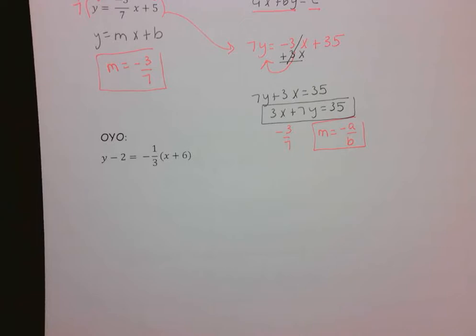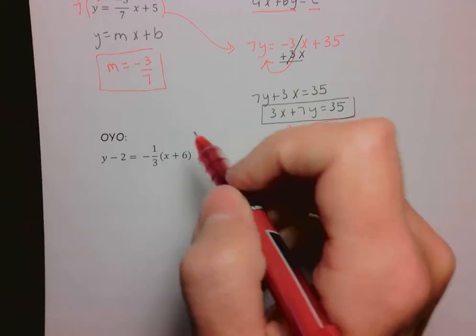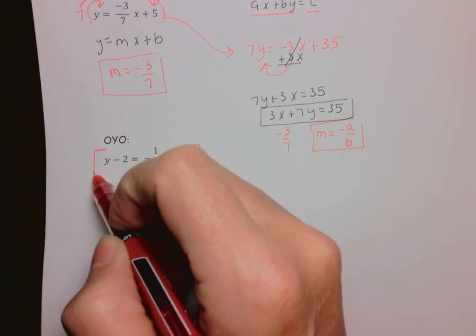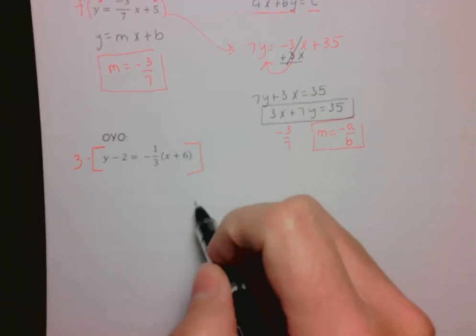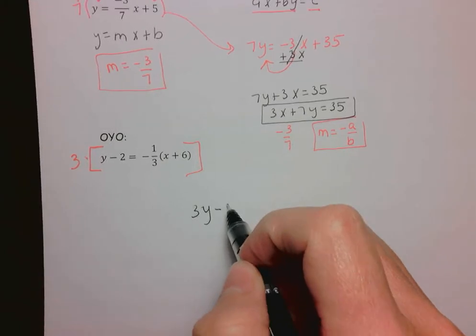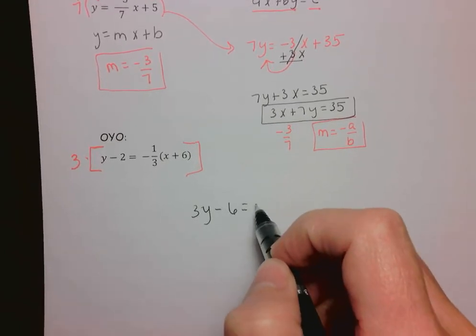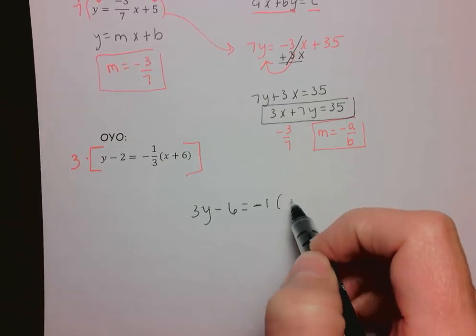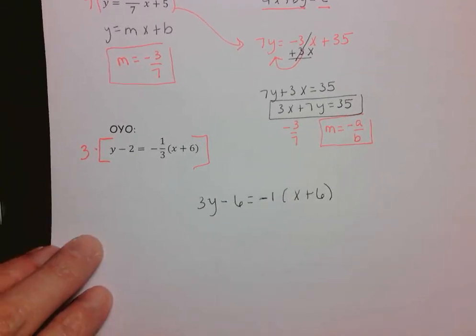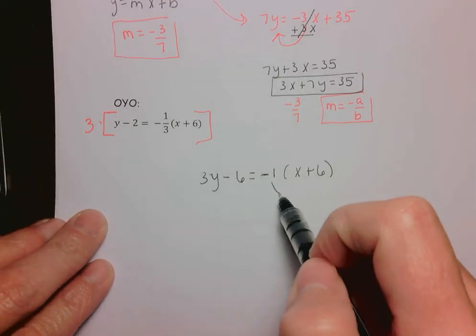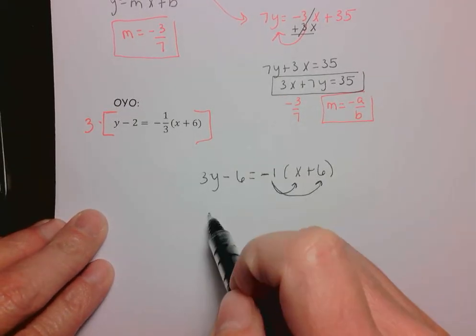Okay, so what's the first thing I need to do? I have a denominator. I want to get rid of the denominator, so I'm going to multiply every term by 3. And when I do so, I'll get rid of my denominator. Now I'm going to go ahead and distribute this negative 1.